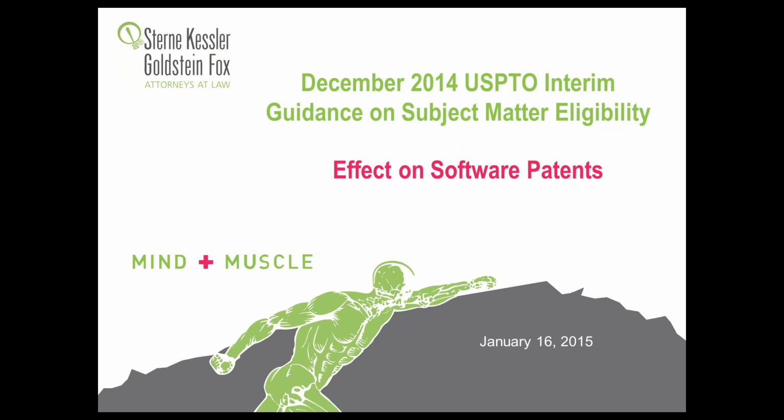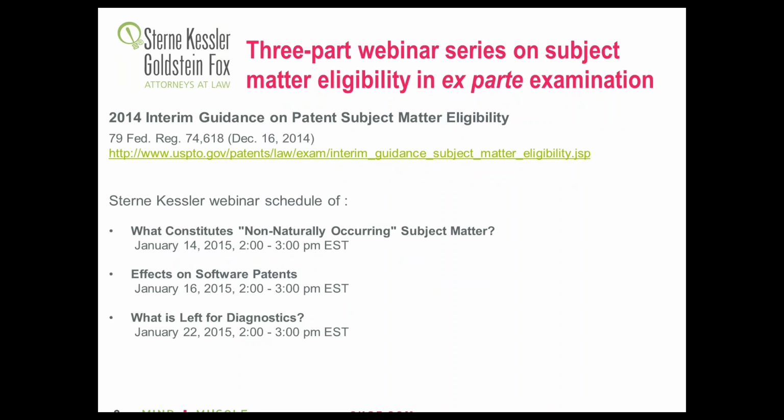So as you likely know, on December 16th, the USPTO issued its interim guidance on patent subject matter eligibility. This guidance covered a wide range of topics and is intended to be applicable to all the judicial exceptions surrounding 101. The one we're specifically going to be talking about today is the abstract idea and the effects of the guidelines on software patents.